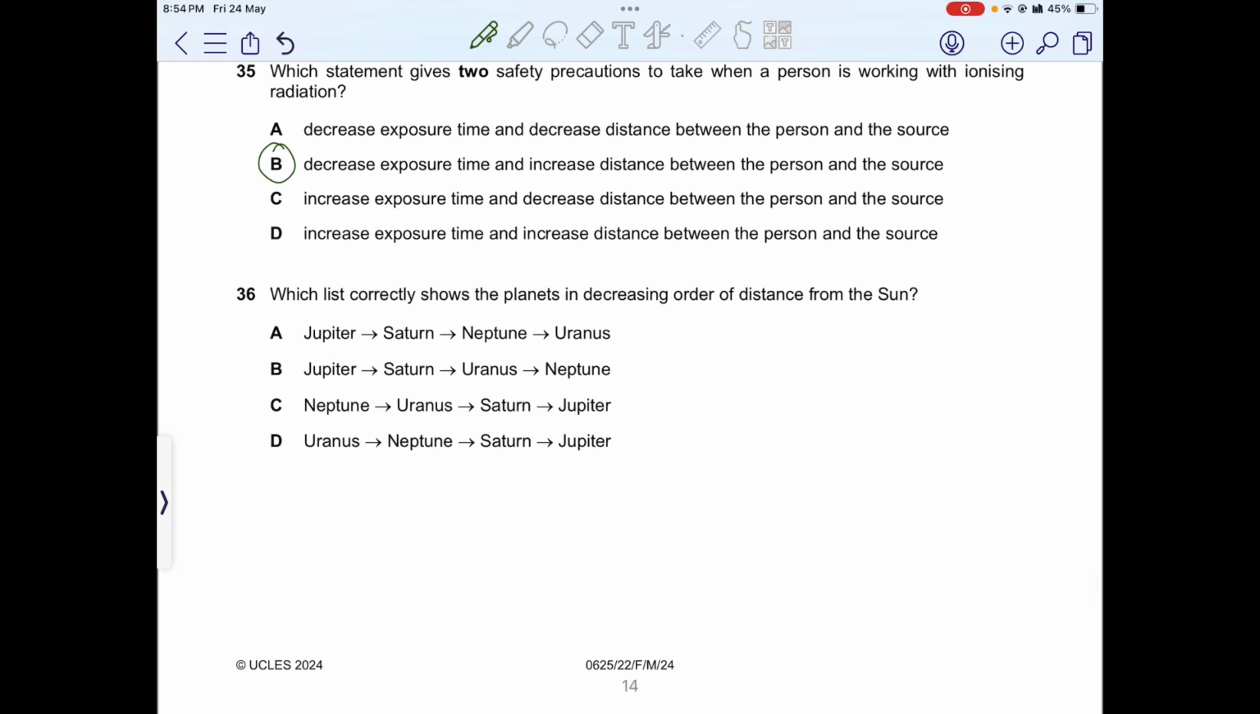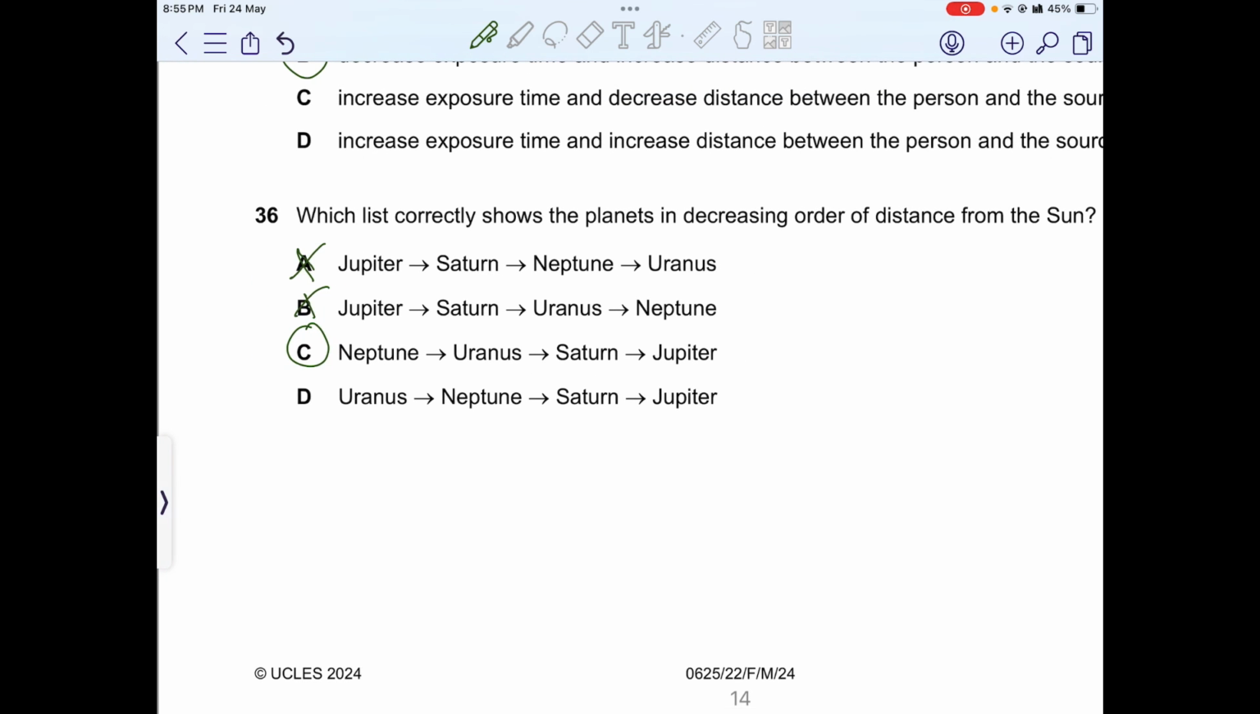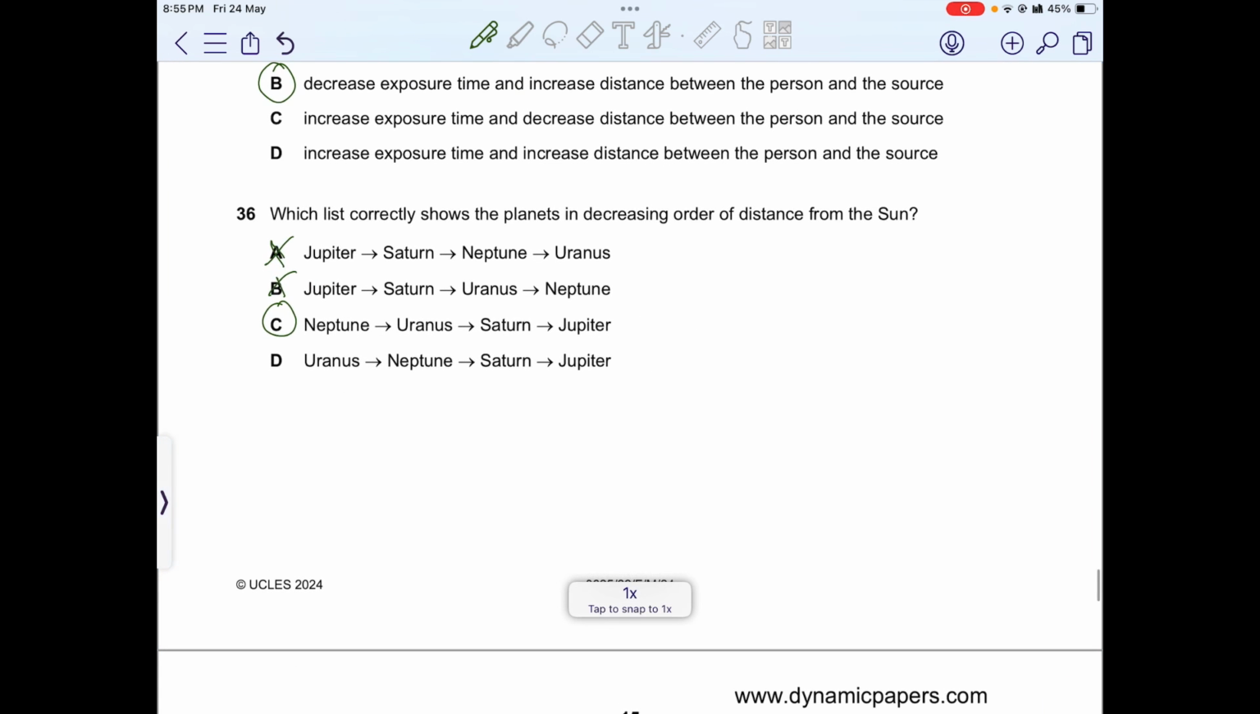Which list correctly shows the planets in decreasing order of distance from the sun? The list starts with the planets closer to the sun: Jupiter, Saturn, Uranus, no, Neptune and Uranus, and this is further away. Jupiter, Saturn, no, it can't be Jupiter and Saturn; Saturn has to be first. Neptune, Uranus, Saturn, and Jupiter. Yes, this is correct, because Jupiter is the first, then Saturn, then Uranus, and then Neptune. So as you move towards Jupiter, the distance from the sun is decreasing.